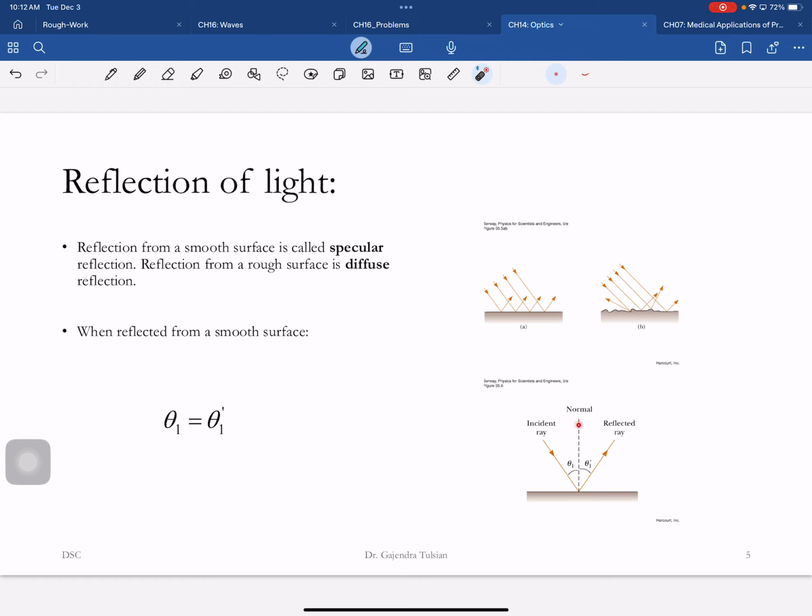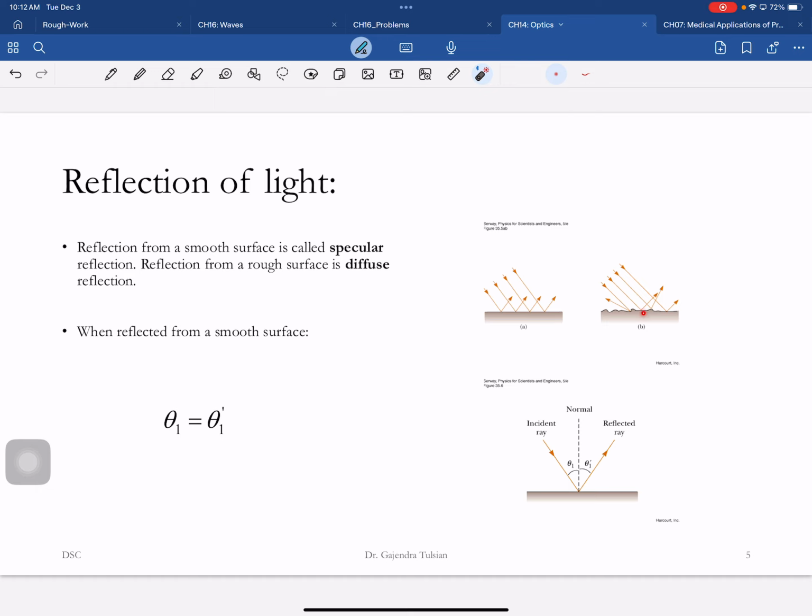If you have a smooth surface, light will be reflected. So there is a mirror, there is the normal. The normal is perpendicular, and this is called the angle of incidence. This is called the angle of reflection. This angle is equal to that angle. So that's how light reflects.